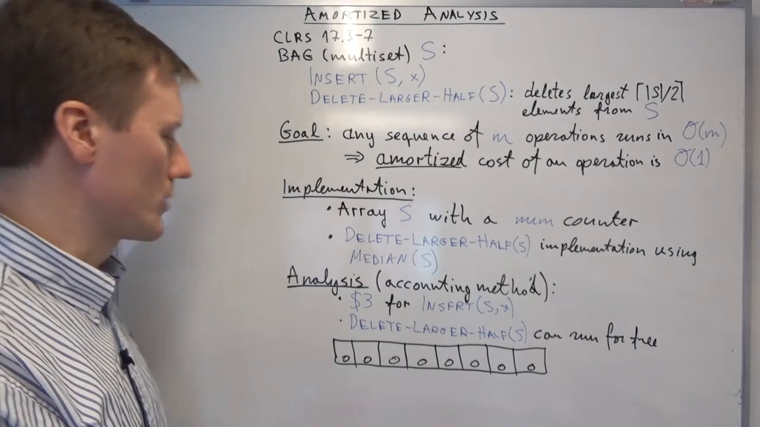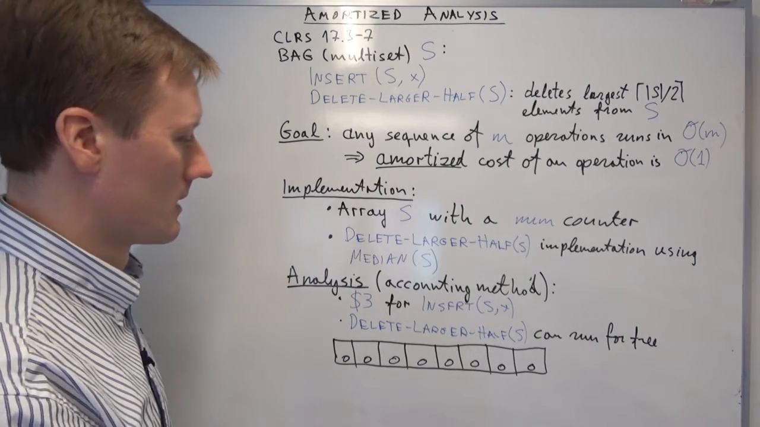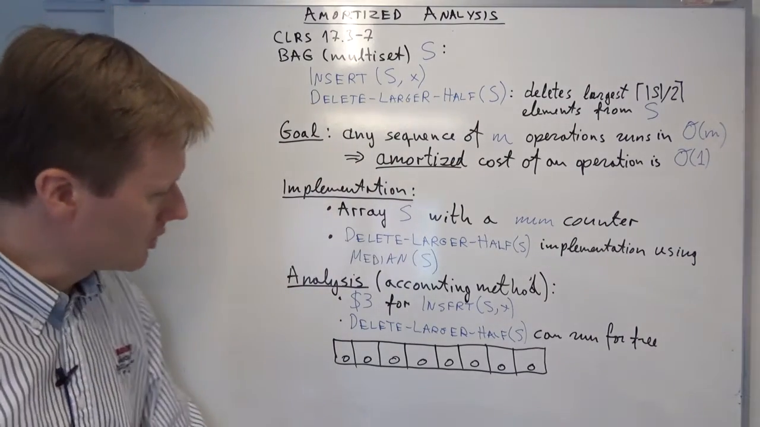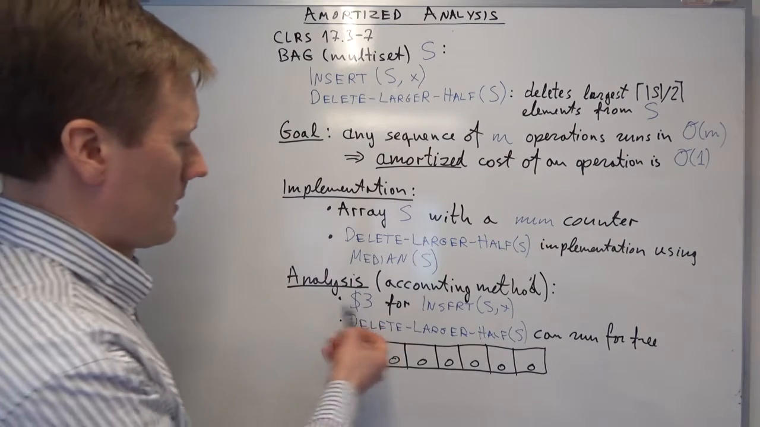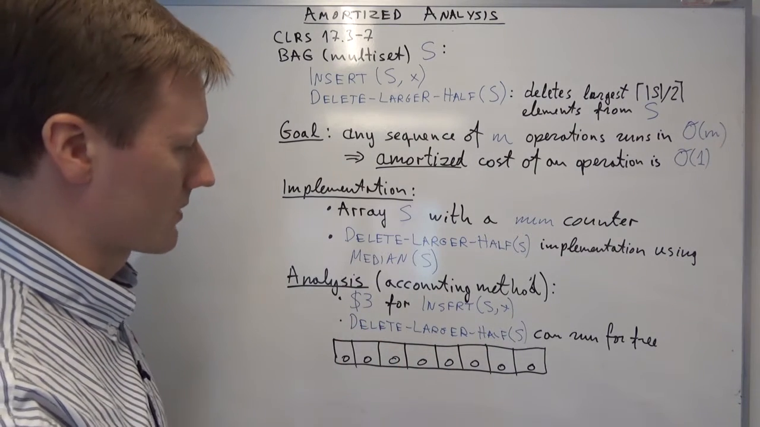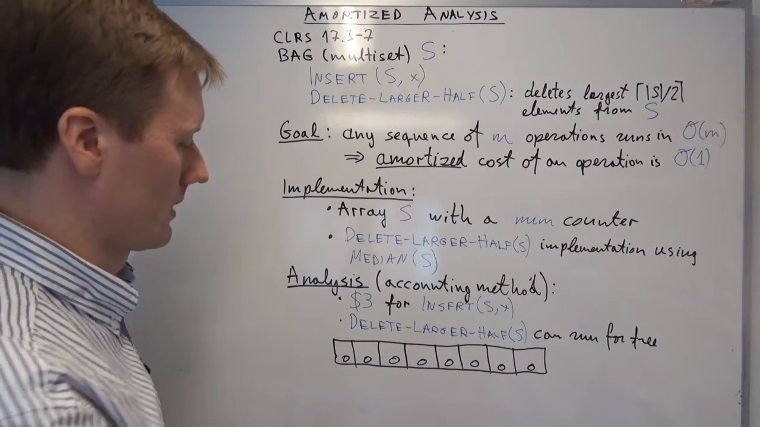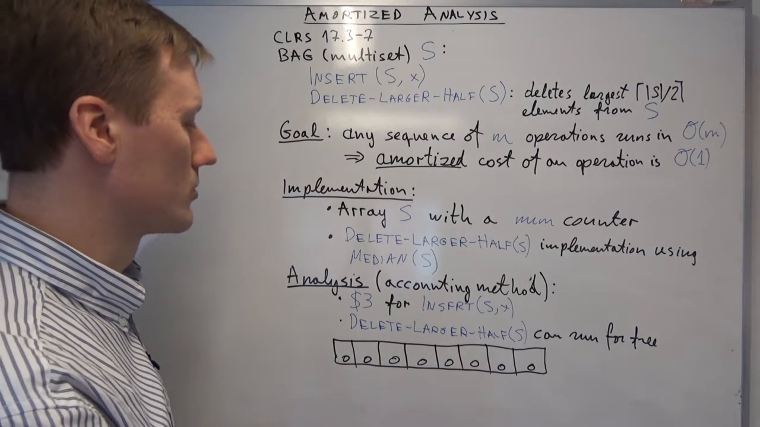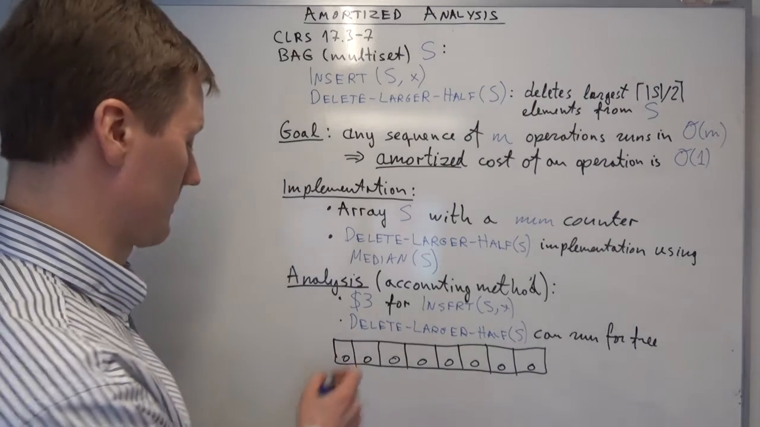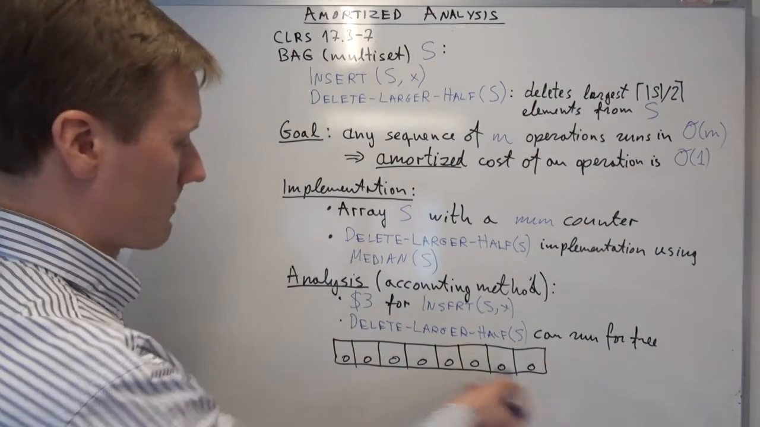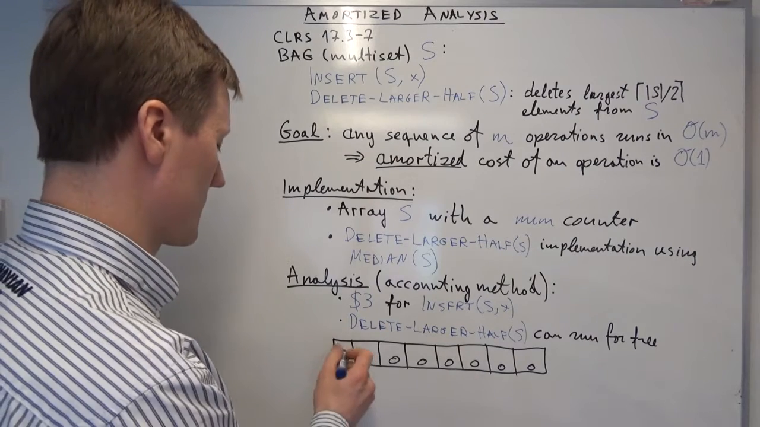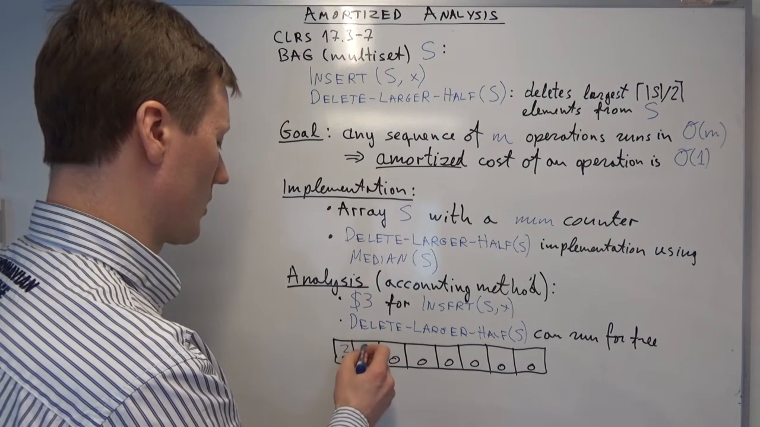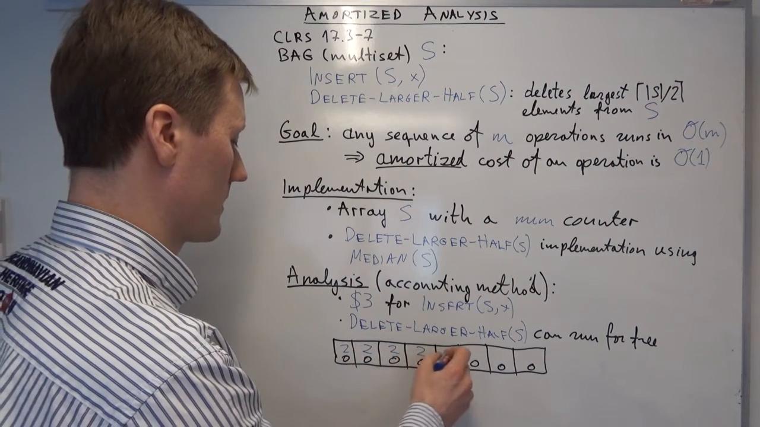The intuitive way to do that is to use the accounting method. Let's say I pay $3 for the insertion. So it costs $3. I use $1 to actually insert an element, and then I put $2 into the account associated with that element. So at some stage in the algorithm, say after I have inserted 8 elements, there will be 8 elements in the array, and each element will have $2 associated with it in its account.